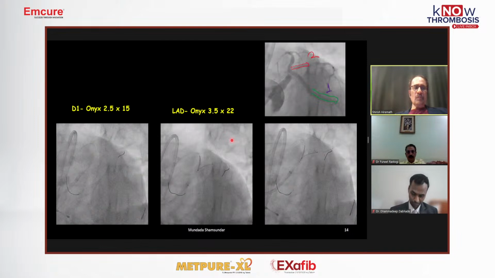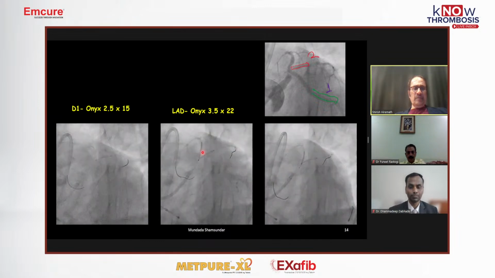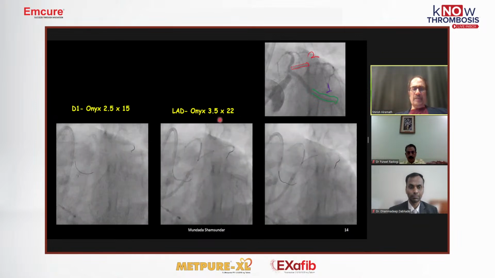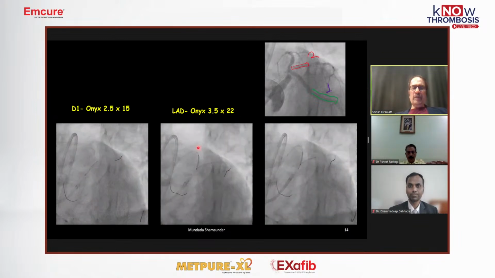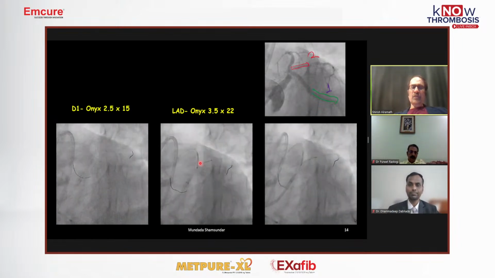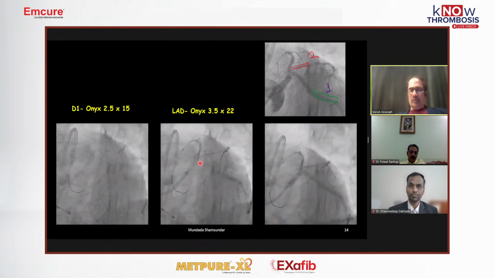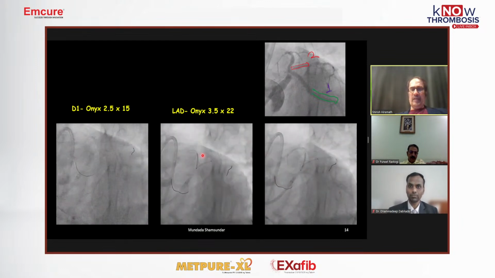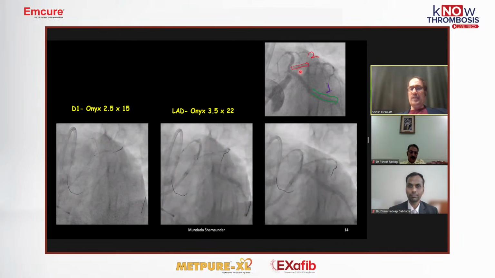So the D1 is now getting this 2.5 into 15 Onyx stent, which gets in very easily. You are in position here, the back end is at the origin of the diagonal. At the same time, we have placed this 3.5 into 22 stent in the LAD. So once we deploy this, we will probably like to deploy the LAD stent. So this is how the stent in the diagonal is deployed. And the flows were good.